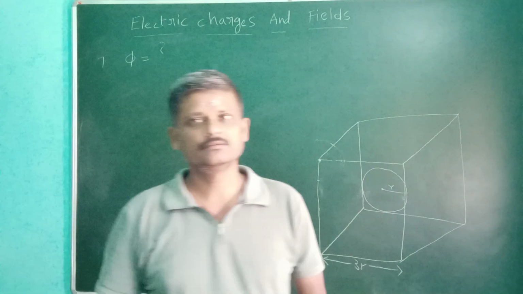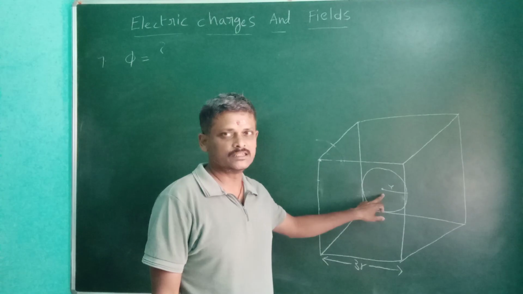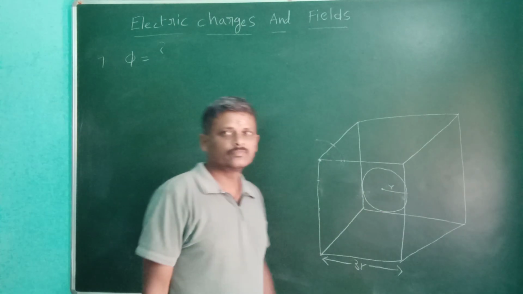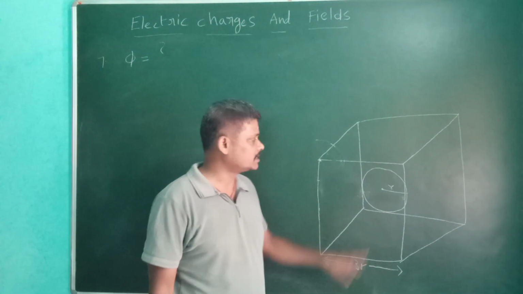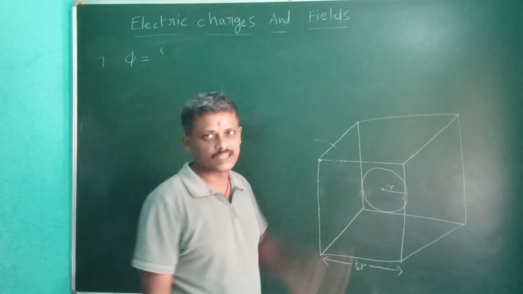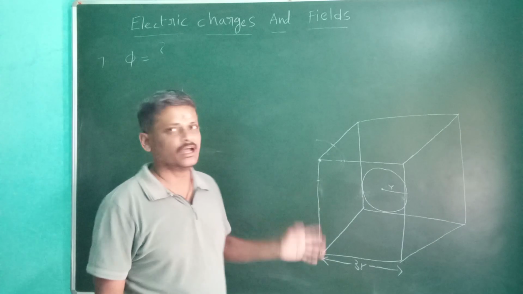Question number 7. There is a hollow sphere of radius r and charge density sigma, which is placed in a cube of side 3r such that the centers of both coincide. Then find the flux through any side of the cube.